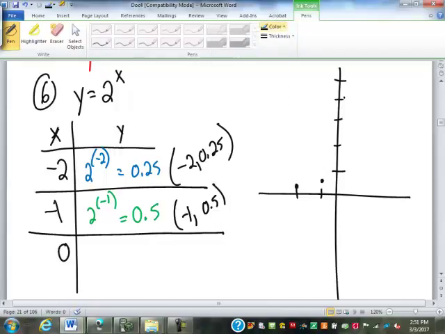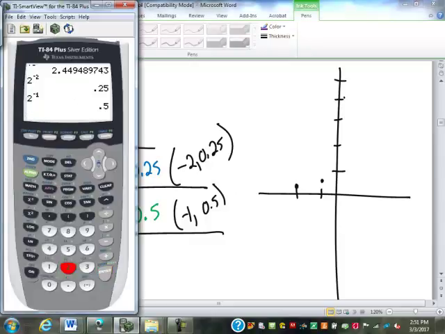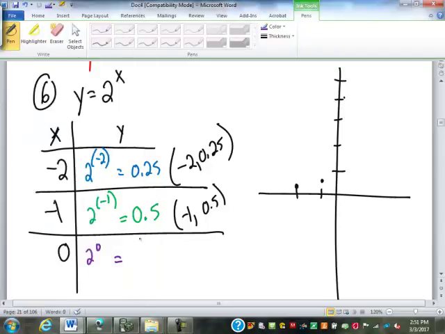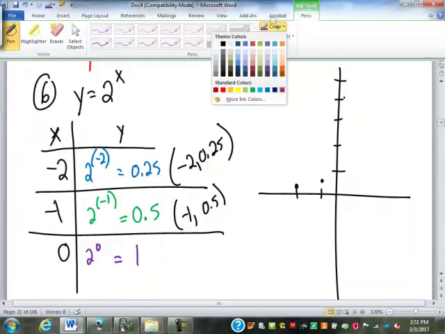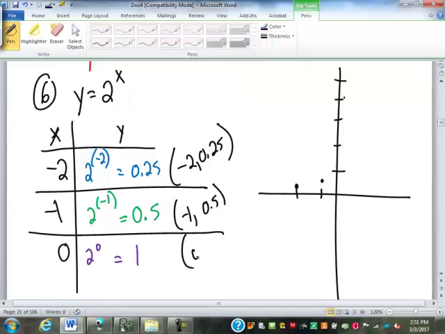So when x is 0, y is 2 to the power of 0. What is anything to the power of 0? Not 0. There you go. Somebody said it. It's 1. Very good. So we get the ordered pair when x is 0, y is 1. So 0, 1 is right there.